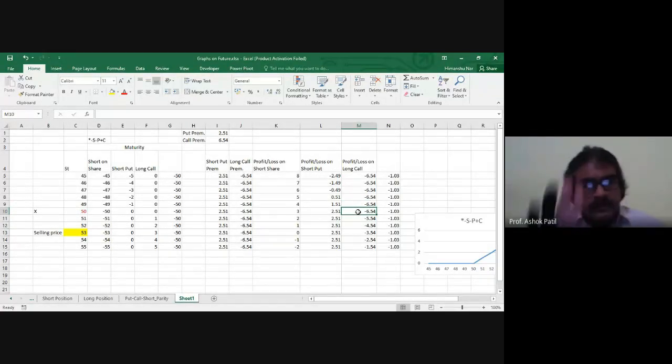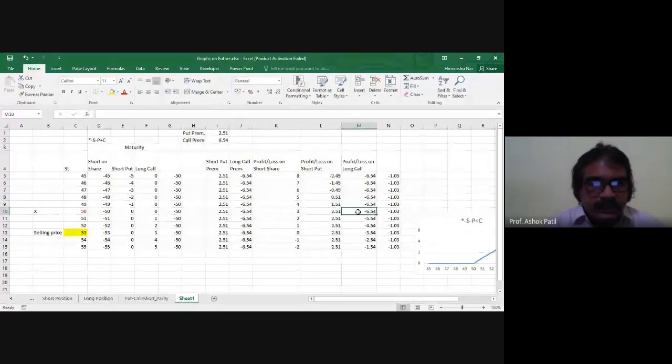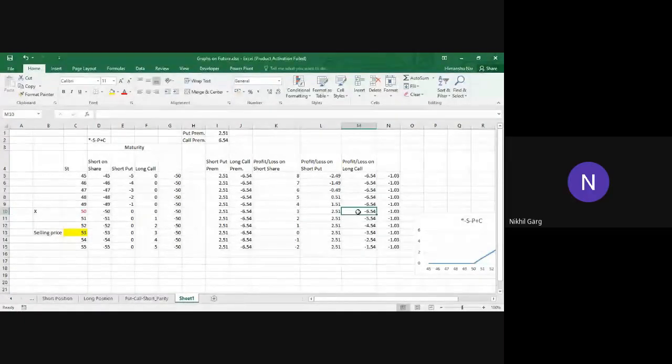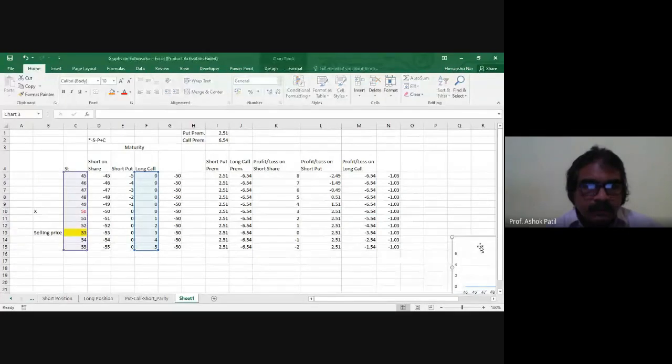No, it is not changing because of the premium. Premium is constant throughout. Premium is already taken care of in the beginning itself, whether you have paid or received it, in columns I and J. In fact, what you can do, Himanshu, is include one column before column K.